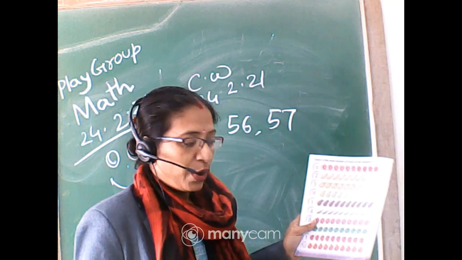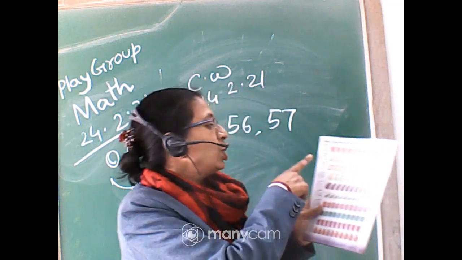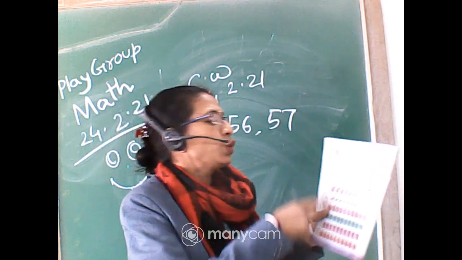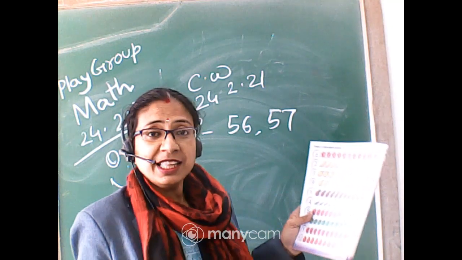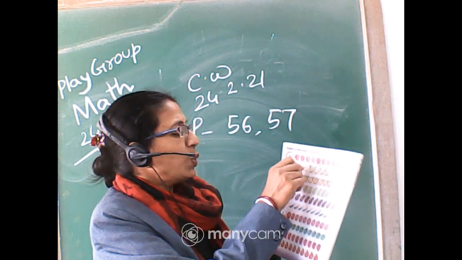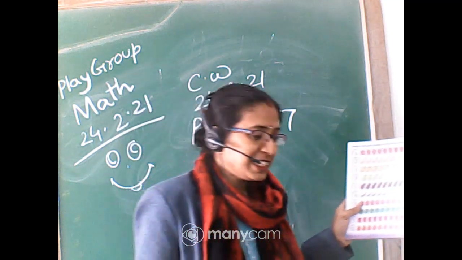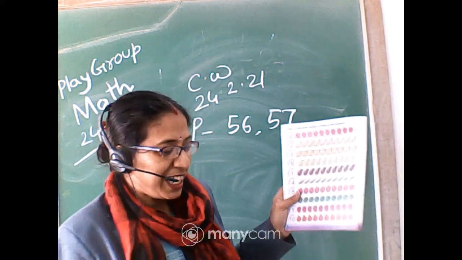Now, move on. Next one. 2. So, we cut down 10 bananas are there. We cut 2. 1, 2. Very easy. And also, it is very interesting.